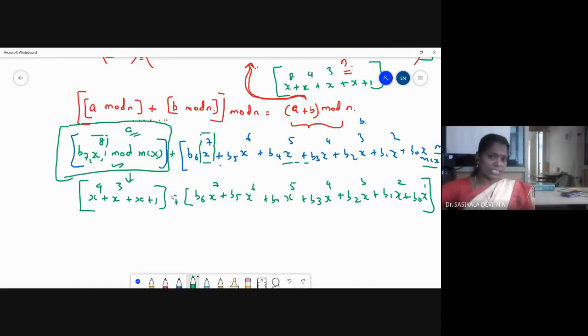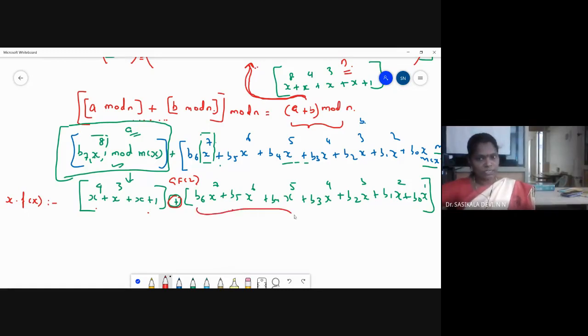From the GF of 2 point of view, this addition is simply an XOR. This addition is simply GF of 2 addition, you know. So this addition is an XOR operation. So x power 8 mod m of x can be reduced like this. Now the remaining term can be reduced like this. So x into f of x is this.